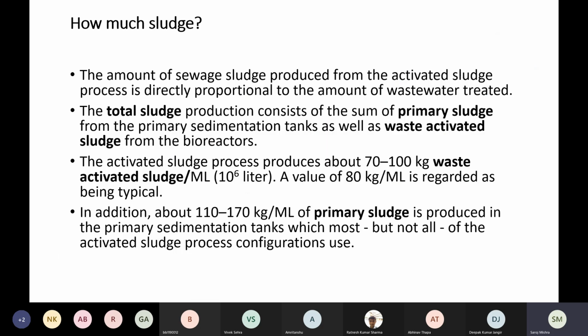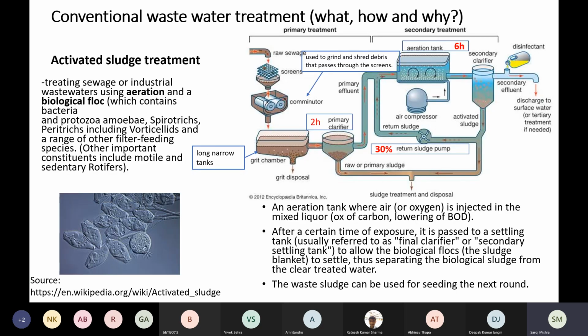Now, when you talk about how much sludge is accumulated, I will give you an idea of the extent of sludge which is generated. And this sludge is still rich. Even after the aeration and other treatments, there is still a lot of organic carbon left in there.